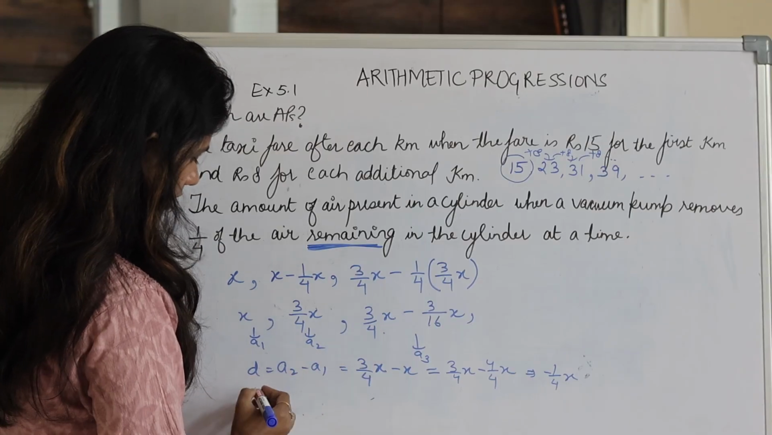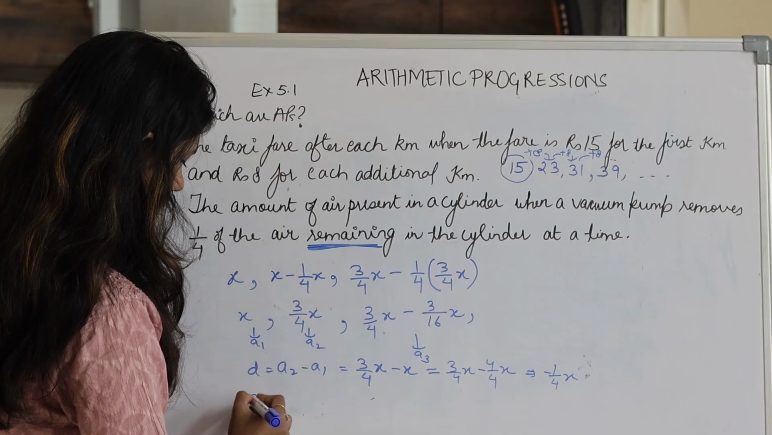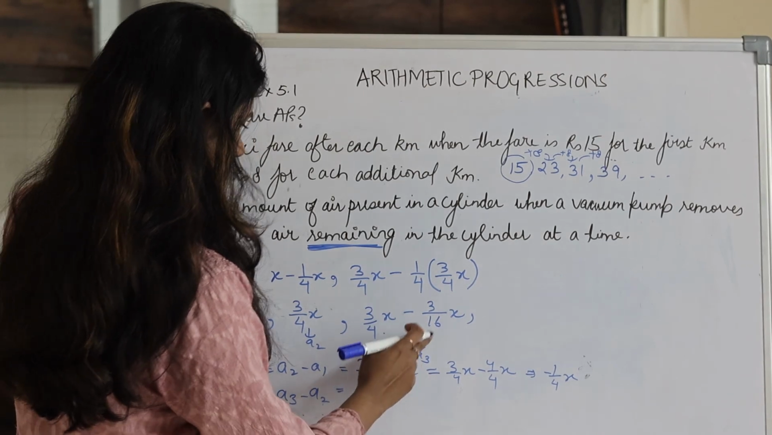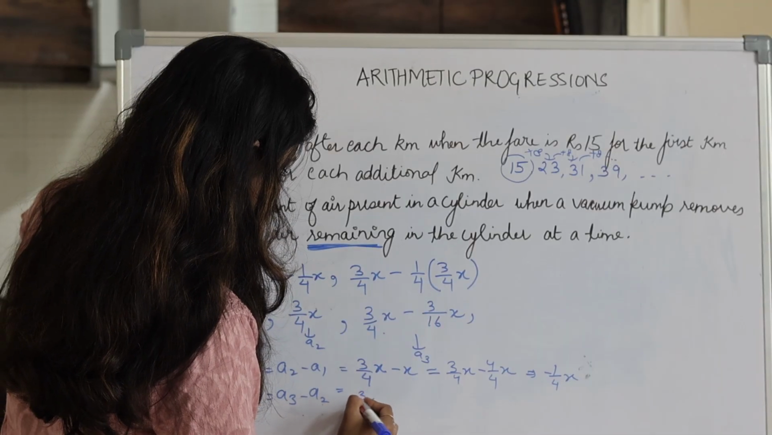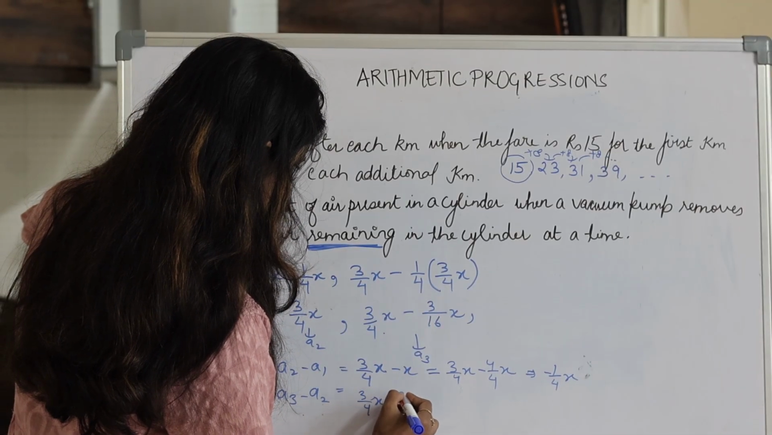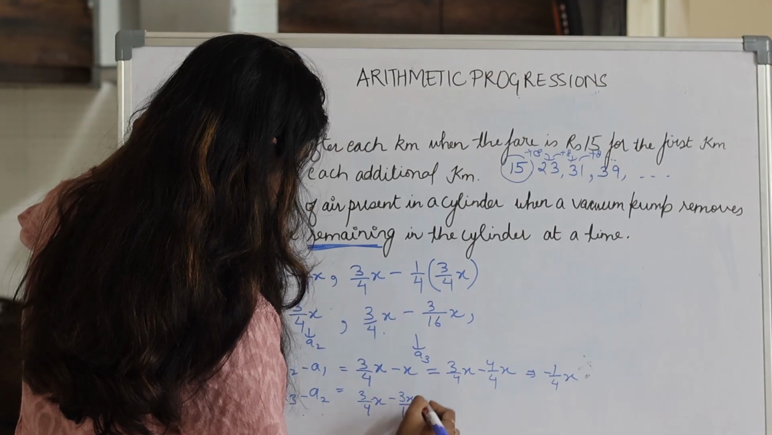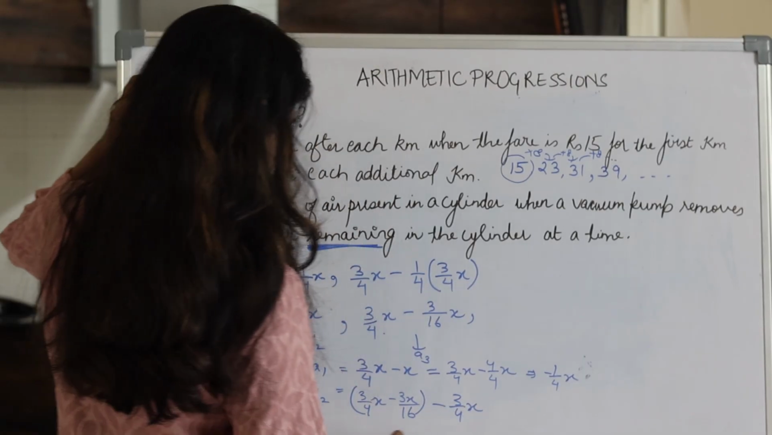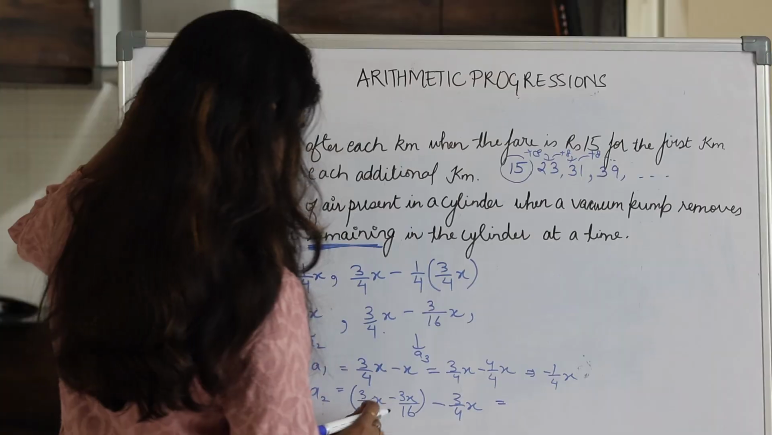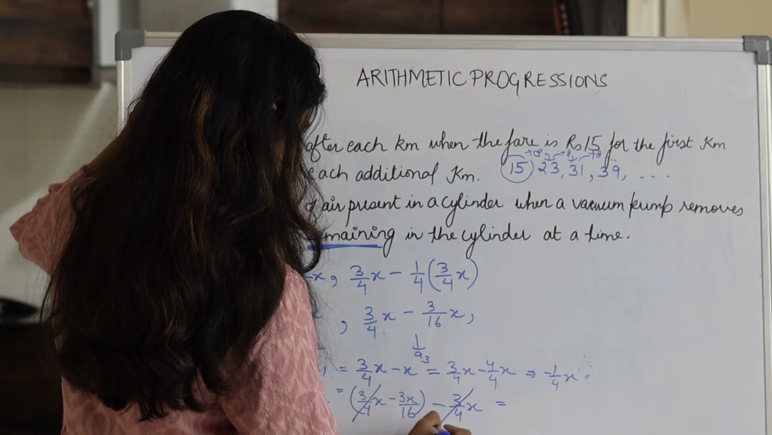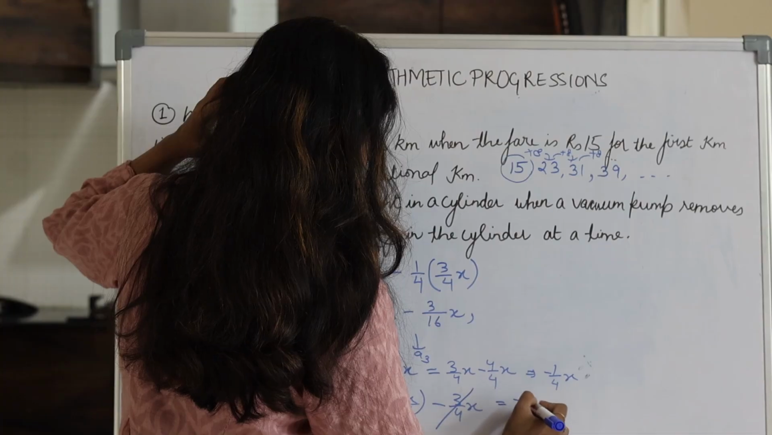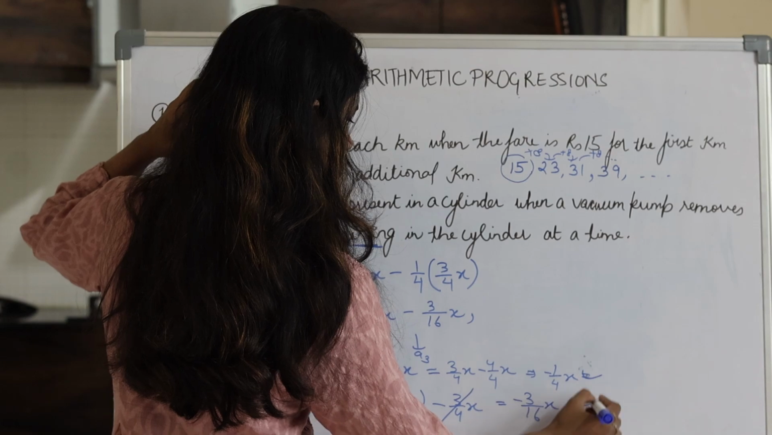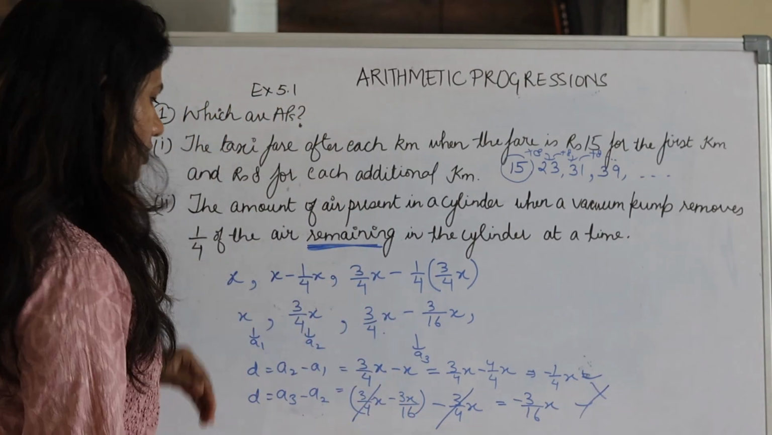For the next one, D equals A3 minus A2. So A3 is 3/16 X, minus 3/4 X, which is equal to, this and this get cancelled out, minus 3/16 X. So if you see, these Ds are not equal. So this is not an AP.